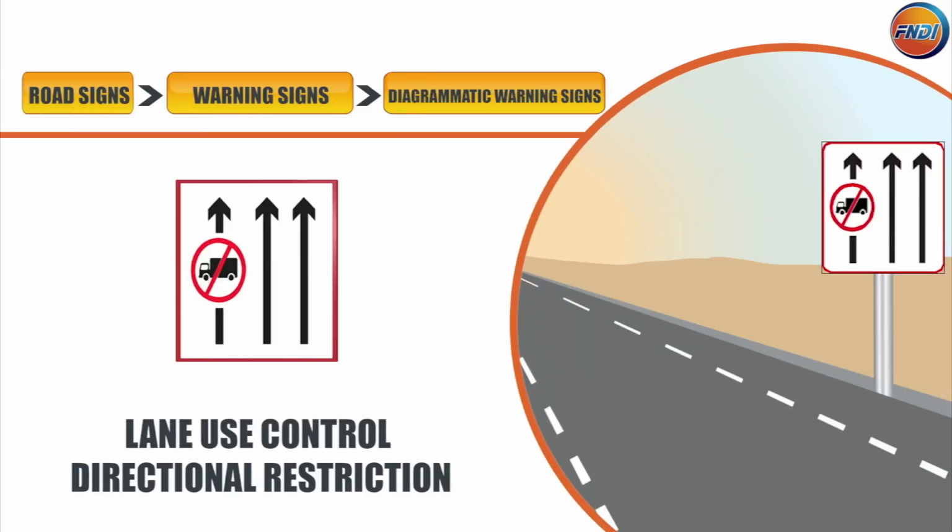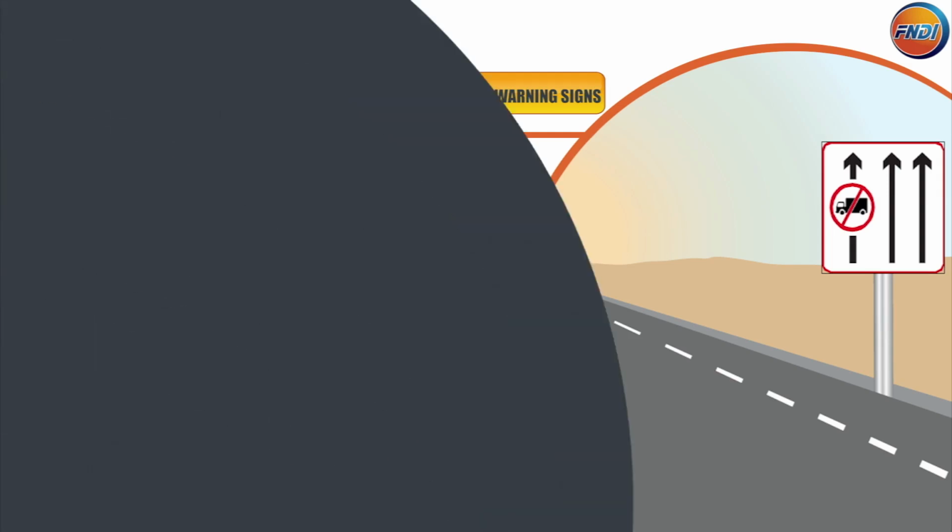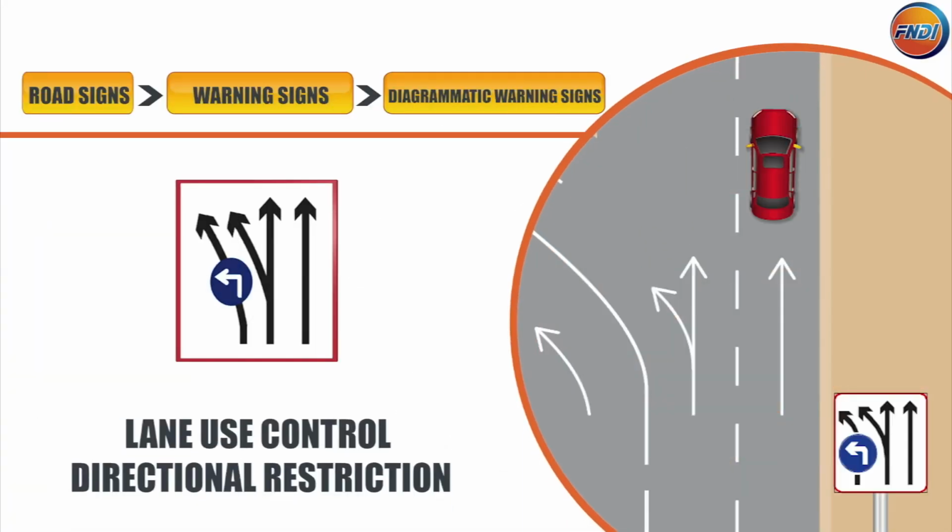Lane use controlled. Trucks not permitted. This diagrammatic sign warns the heavy vehicle drivers that they are restricted from using the leftmost lanes. Lane use controlled. Directional restriction. This sign warns the motorists that the leftmost lane use is controlled. Motorists in that lane must turn left ahead.